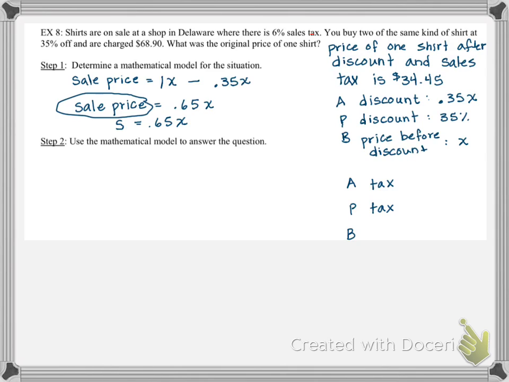Because we're not taking 6% of the original price to apply the sales tax. We're taking 6% of whatever we got after the discount. And so this is going to be the sale price. So this is like the price after discount, before tax.